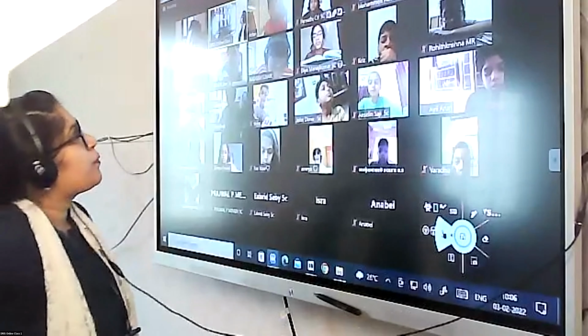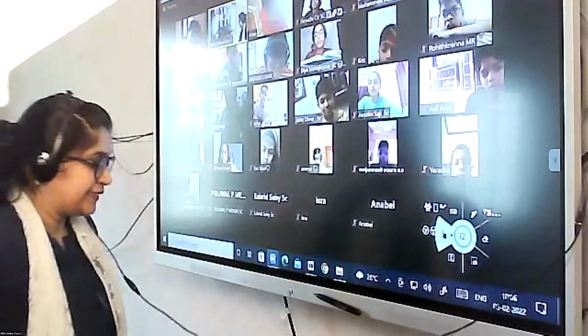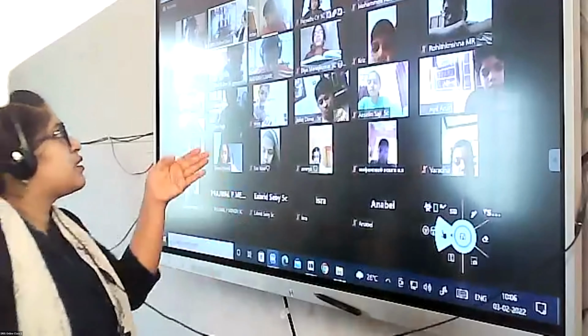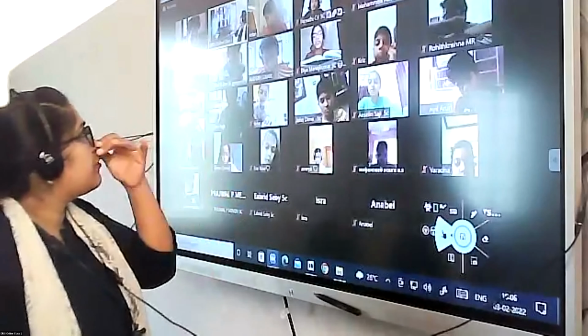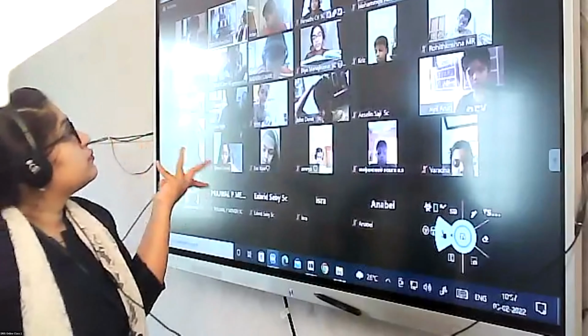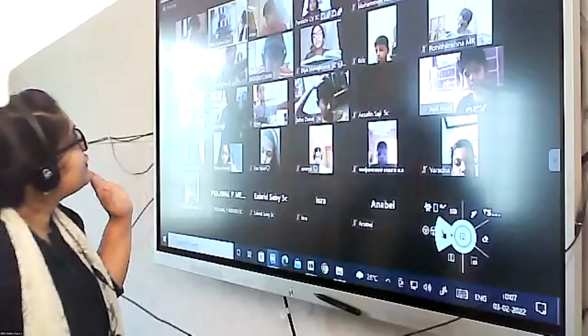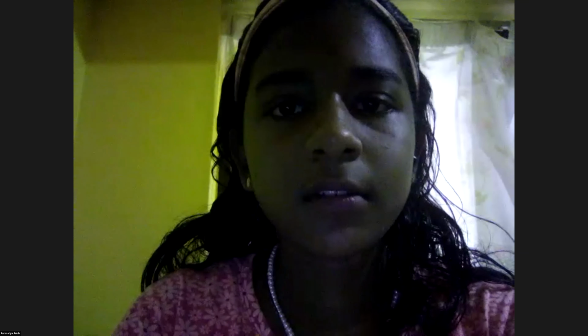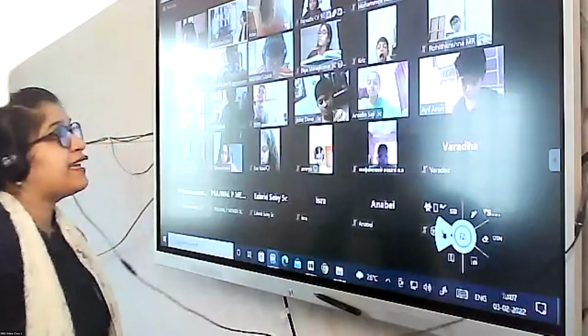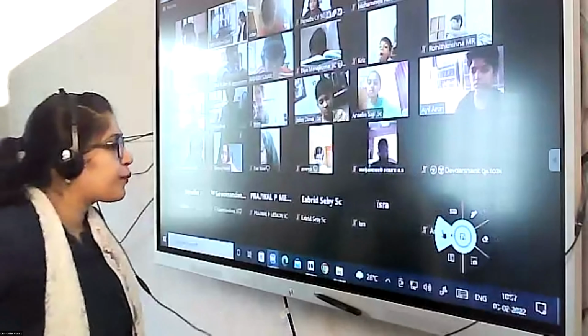Again, coming back to the topic, declarative sentences. See, I said finite verbs are the verbs which tell us about the tense form of the sentence. With the help of a finite verb, we can identify the tense of the sentence. Okay.